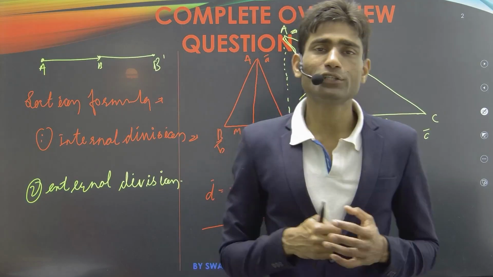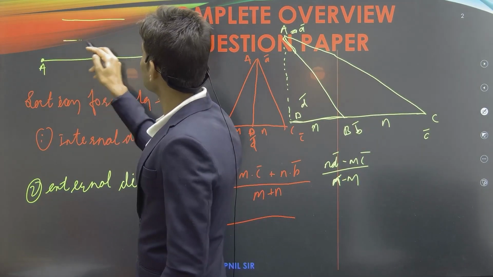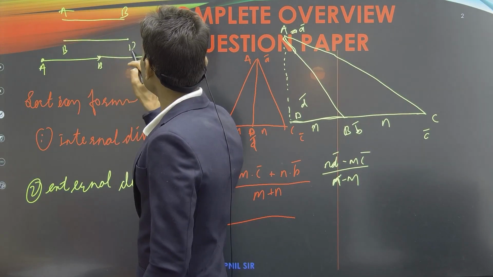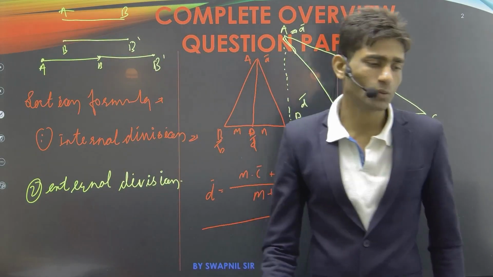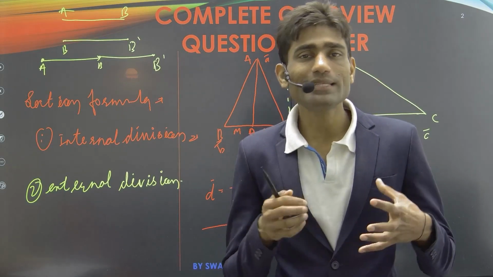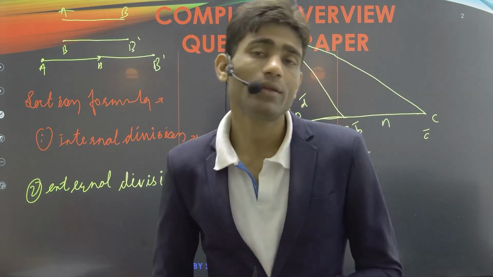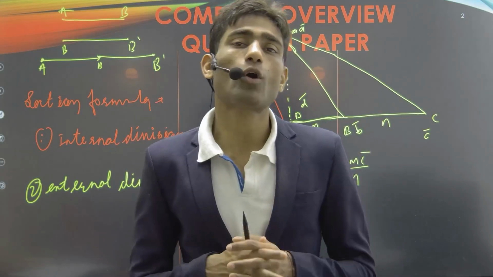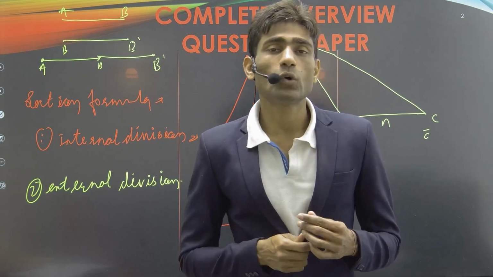One more condition we have for collinear lines. Consider two lines, AB and BB dash. Both of these lines are parallel to each other, and if these lines are parallel, then we consider them collinear. That means one line can be written as some scalar multiple of the other line, and then we consider them collinear lines.